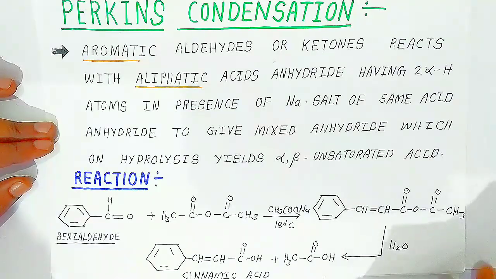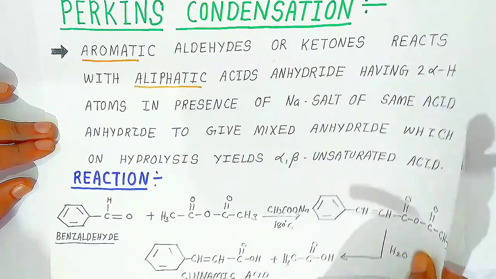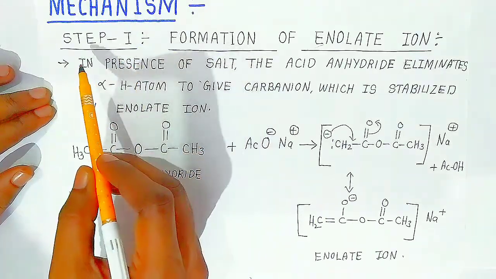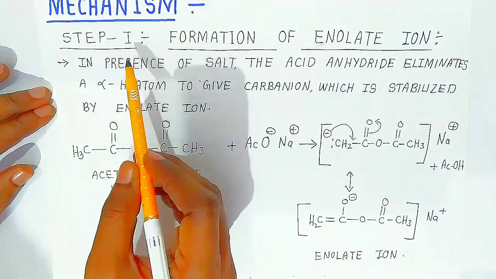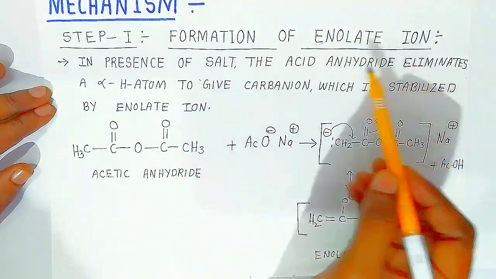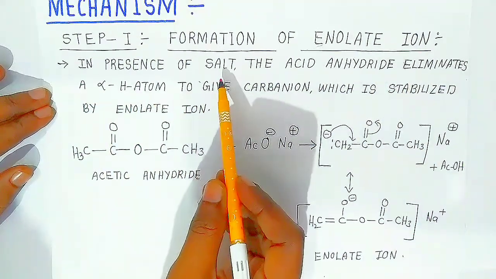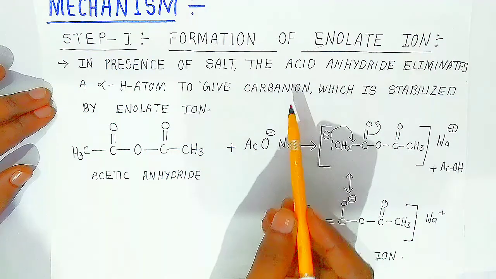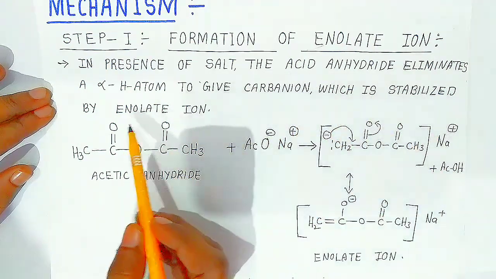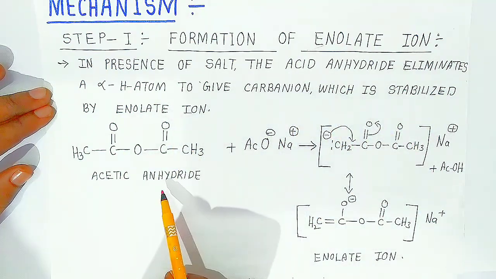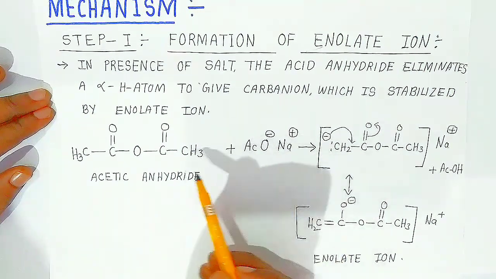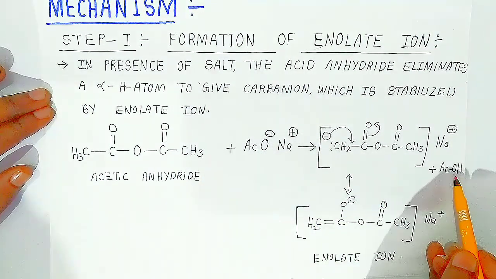Now we are going to see the mechanism, how this reaction is taking place. Now students, when you see the mechanism of this reaction, it involves so many steps. First step students, the formation of enolate ion, that is carbanion. Now in presence of salt students, the acid anhydride eliminates alpha hydrogen to give carbanion, which is stabilized by enolate ion. Now this is acetic anhydride students, in presence of base sodium acetate, what happens? One of the hydrogens will be eliminated as acetic acid.